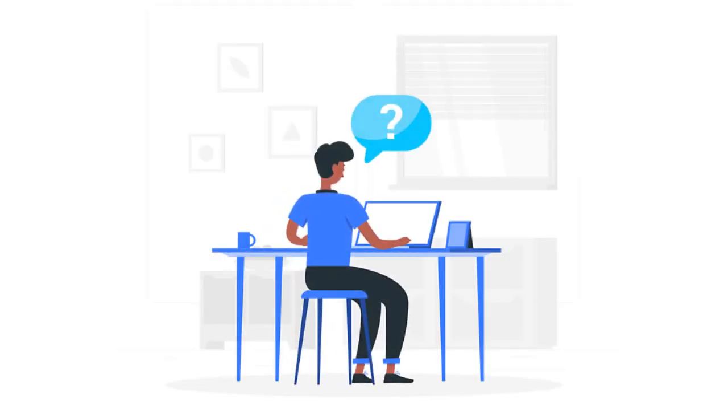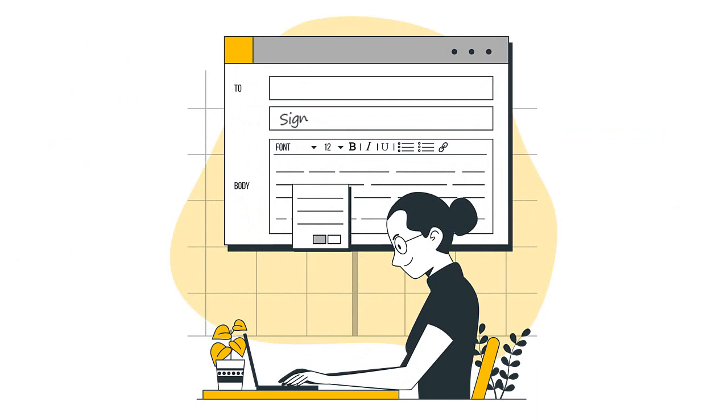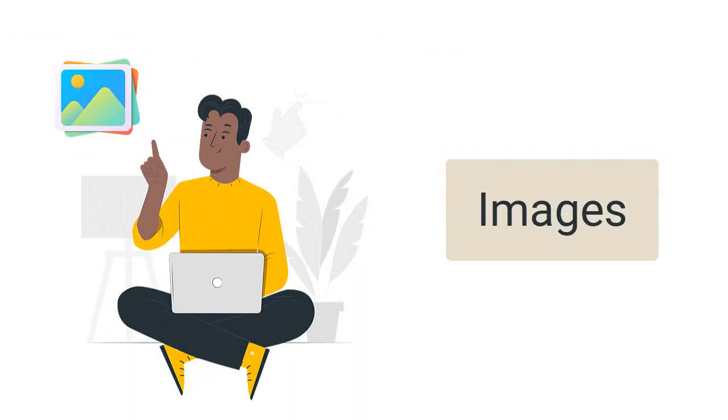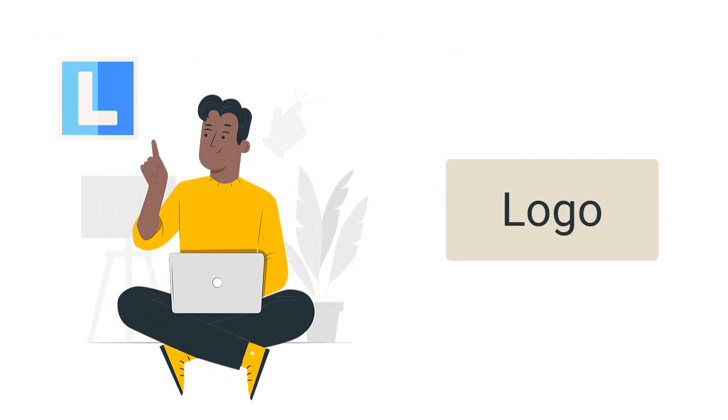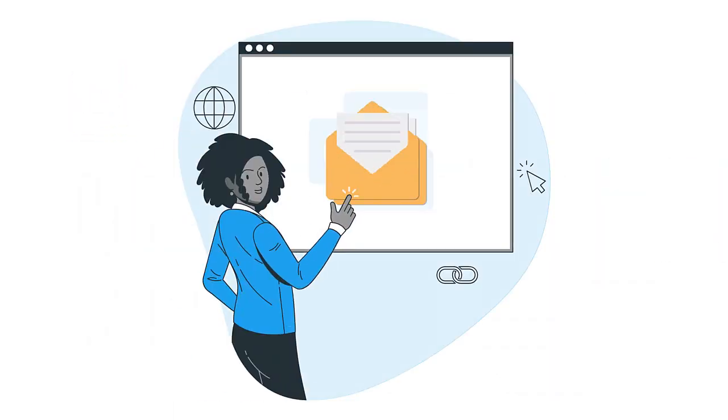If you are looking for a solution to add a signature in Outlook, stay here and learn some best techniques for the same. In Outlook, you can generate one or more custom signatures for your email messages. The signature can include your text, images, your electronic business card, a logo, or even an image of your handwritten signature. You can configure Outlook to add signatures to all outgoing messages.